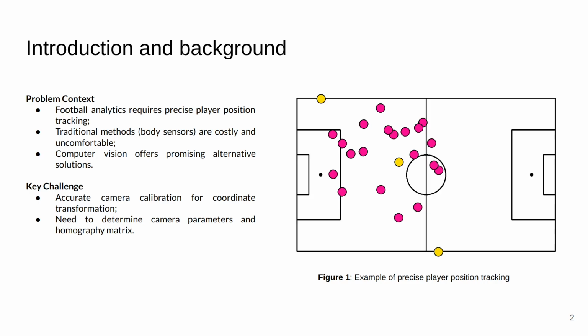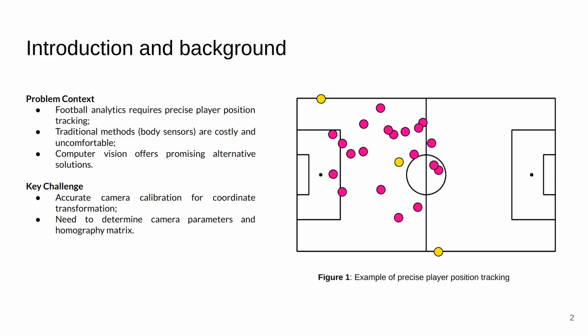While traditional methods like body-worn sensors can provide this data, they come with significant drawbacks. They are expensive, potentially uncomfortable for players, and not always practical, especially in competitive matches. This is where computer vision solutions come in. By using video footage alone, we can track player positions and movements through the match. However, the cornerstone of making this possible is accurate camera calibration, the process of transforming 2D video coordinates into meaningful 3D positions on the field.